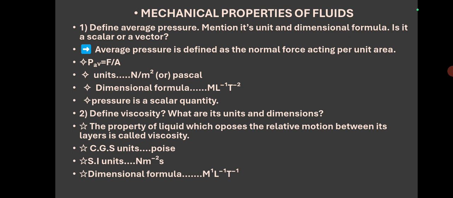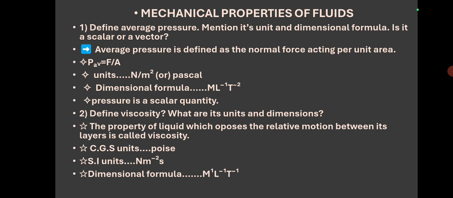Next, chapter 11, mechanical properties of fluids. Define average pressure, mention its units, dimensional formula, is it scalar or vector? Average pressure is defined as force per unit area. Okay. Units are Newton per meter square, or simply write Pascal. Dimensional formula ML^-1 T^-2, and it is a scalar quantity.